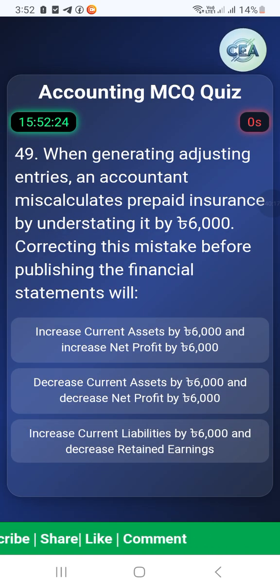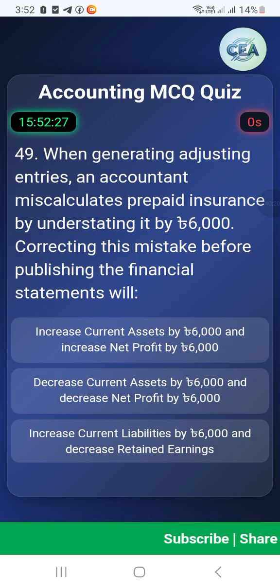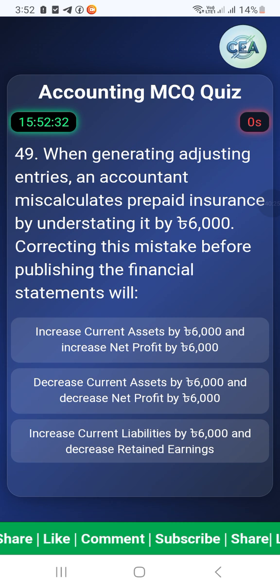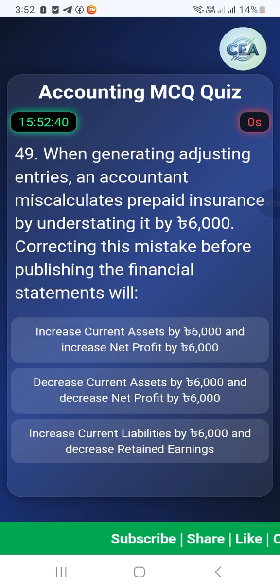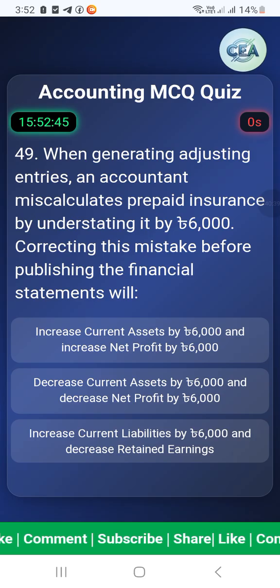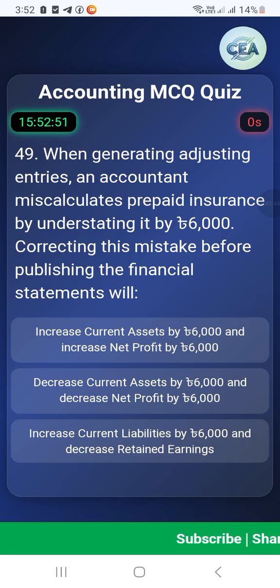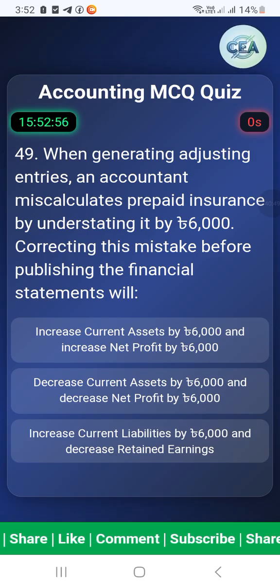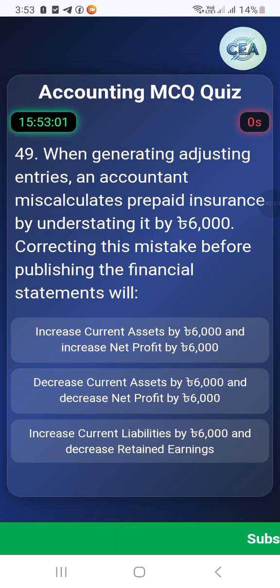49. When generating adjusting entries, an accountant miscalculates prepaid insurance by understating it by 6,000 takas. Correcting this mistake before publishing the financial statements will: Option 1. Increase current assets by 6,000 takas and increase net profit by 6,000 takas. Option 2. Decrease current assets by 6,000 takas and decrease net profit by 6,000 takas. Option 3. Increase current liabilities by 6,000 takas and decrease retained earnings.